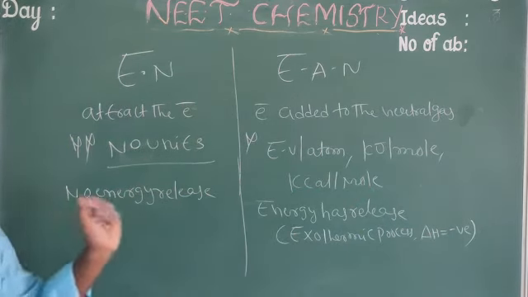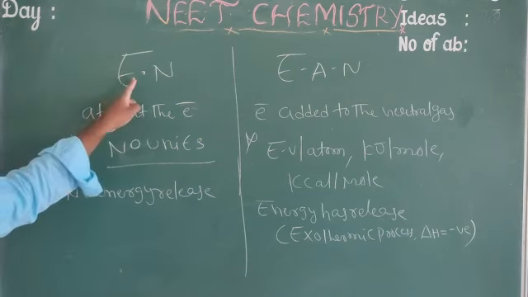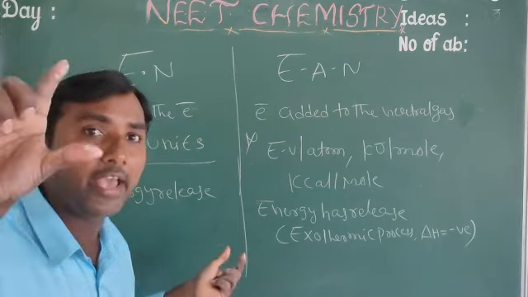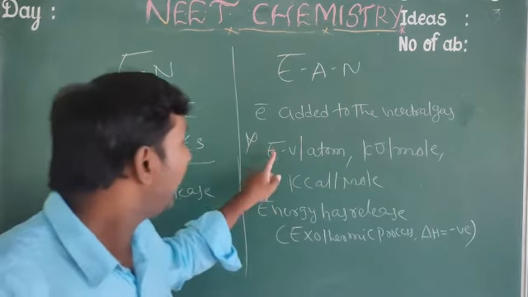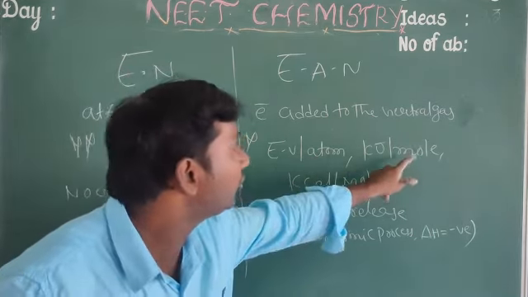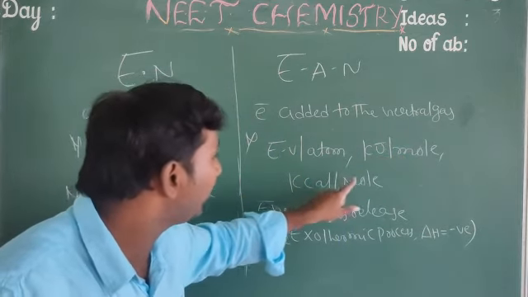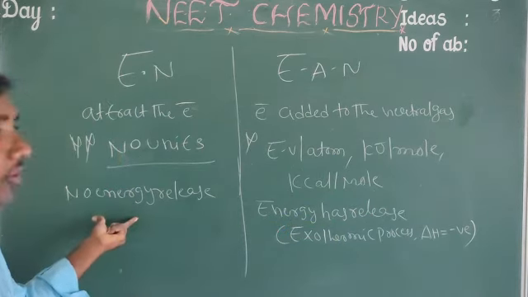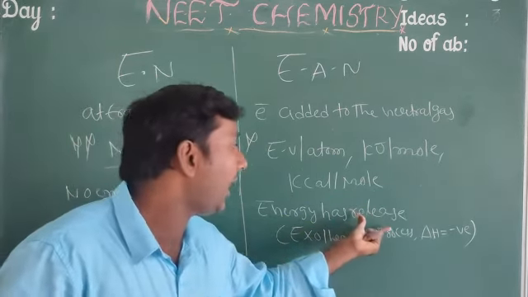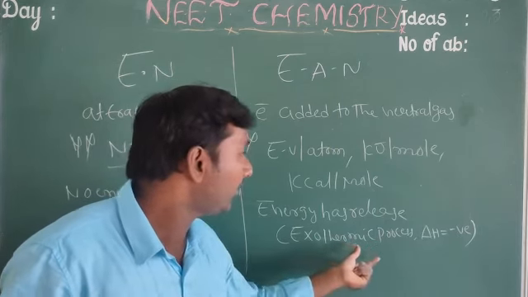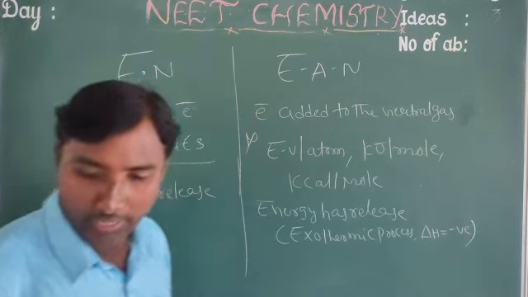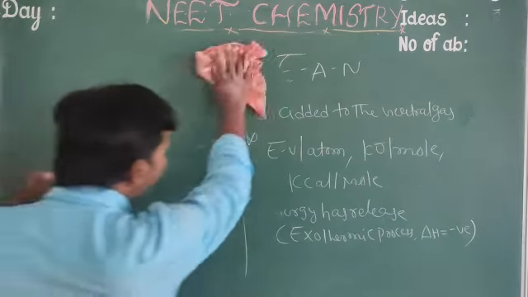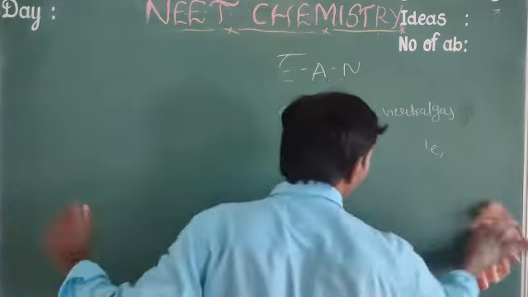So definitions are not needed. The important one: electronegativity has no units, but electron affinity has units, that is electron volts per atom, kilojoules per mole, and kilocalories per mole. Here energy is not released. Here energy is released. This is an exothermic process. Enthalpy is negative. Okay, these are the differences between electronegativity and electron affinity.